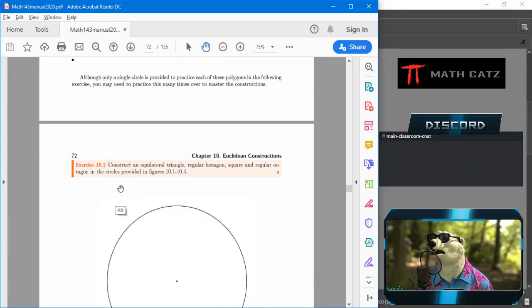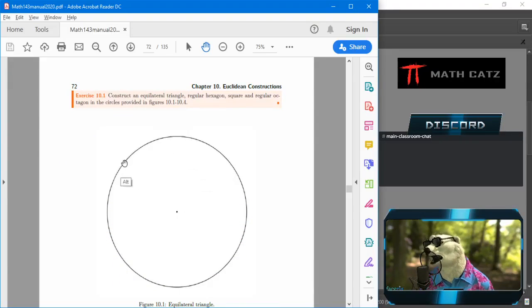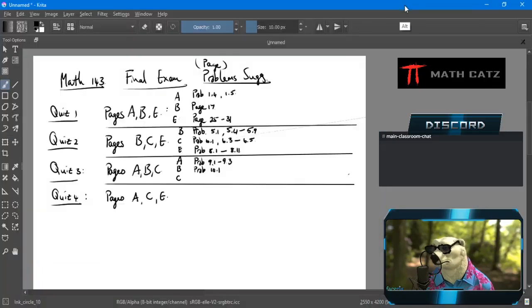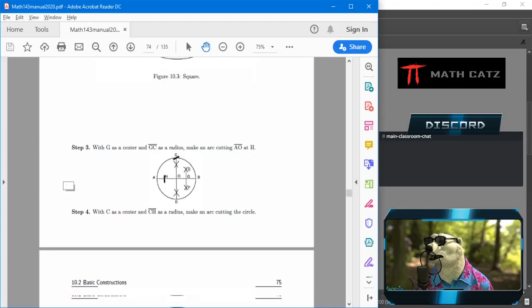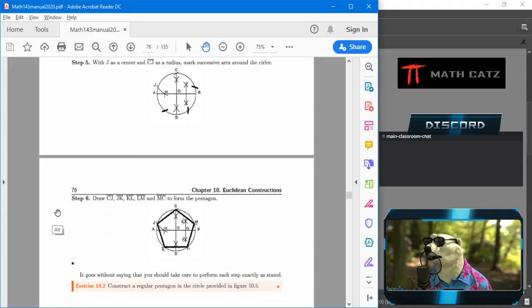So here, given a circle, can I inscribe in the circle, can I put inside the circle an equilateral triangle, regular hexagon, square, regular octagon, and a regular pentagon so that the vertices all sit on the circle? So I'm going to call it exercise 10.1. Exercise 10.1. And where is the pentagon one? Pentagon we did separately because it is a little bit more involved.